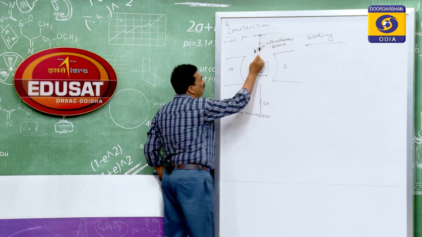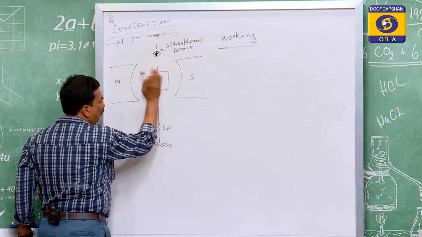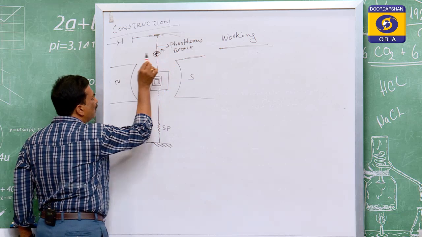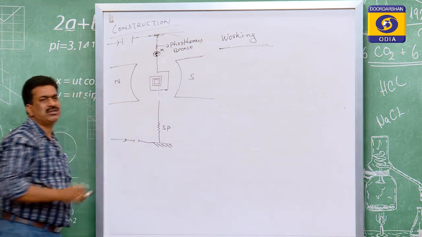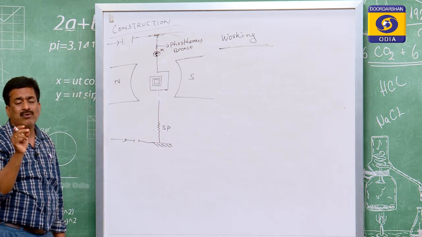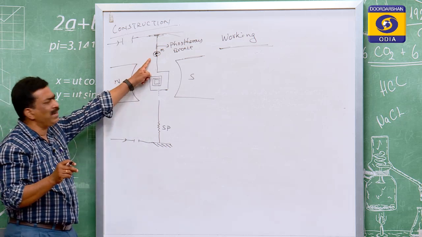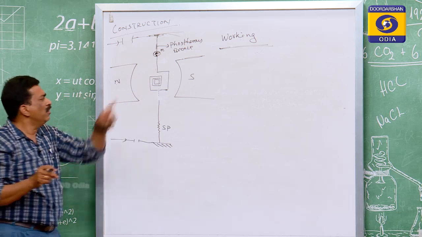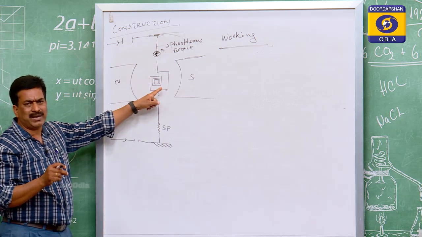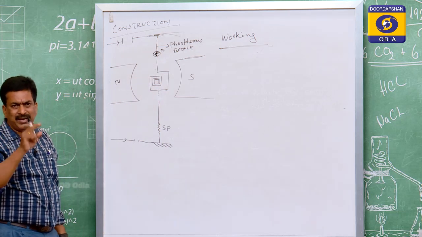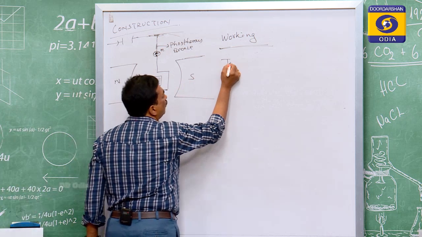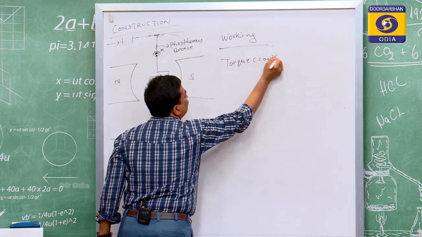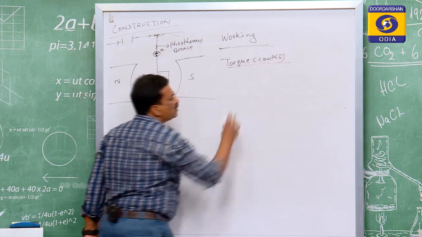So here also, due to its rotation, this pointer deflects, and that deflection indicates that the current is flowing. But what is the amount of that current, we will find out using our principle. So what is the principle? When the current flows through it, it will start to deflect. Due to the deflection, it will produce a torque. Okay, so torque means a couple. So a couple is produced.